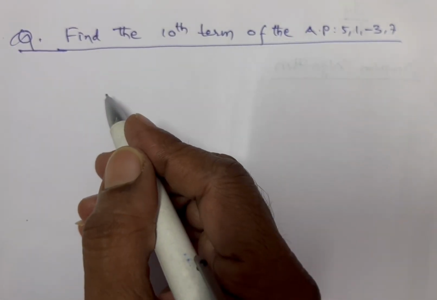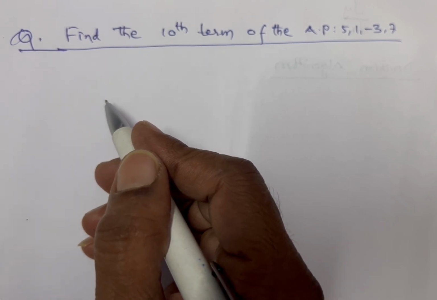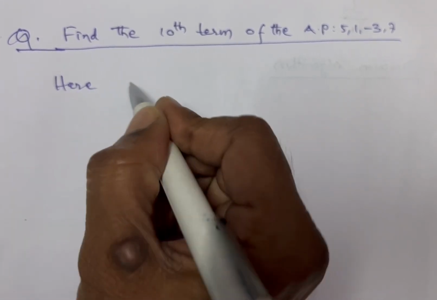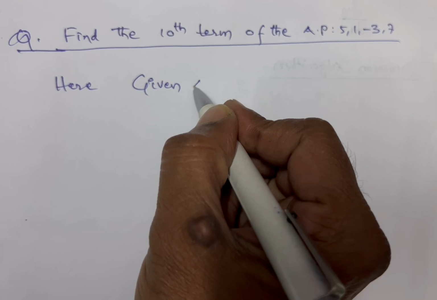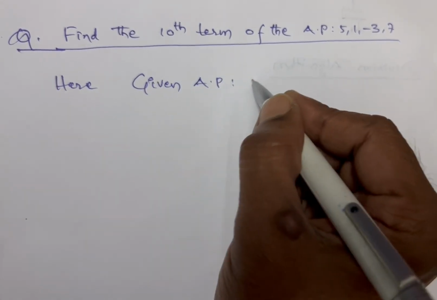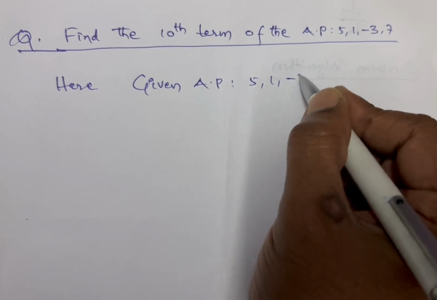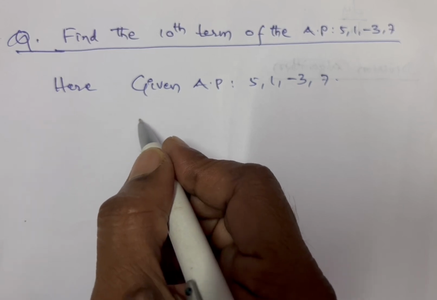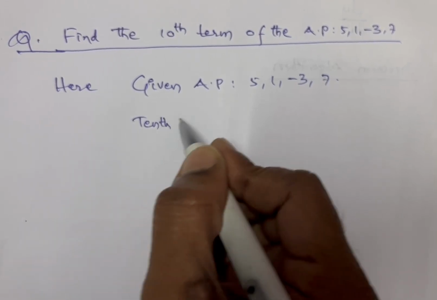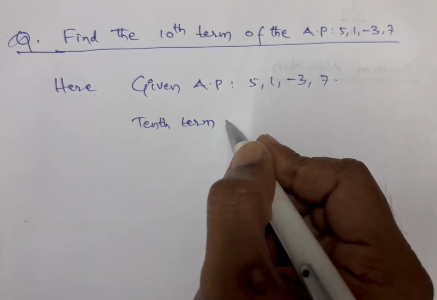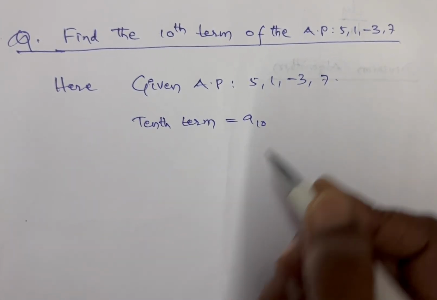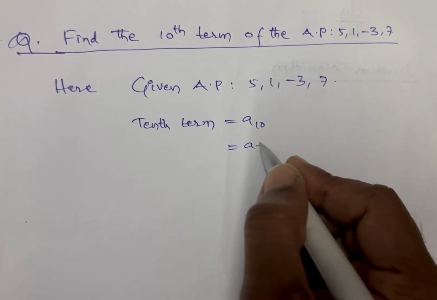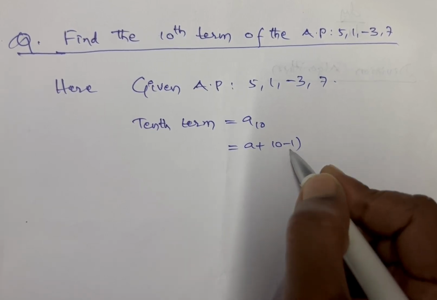Okay children, find the 10th term of the AP 5, 1, minus 3, 7. Here the given AP is 5, 1, minus 3, 7. Here we are required to find the 10th term, which is denoted by A10. Here A10 is equal to A plus 10 minus 1 into D.